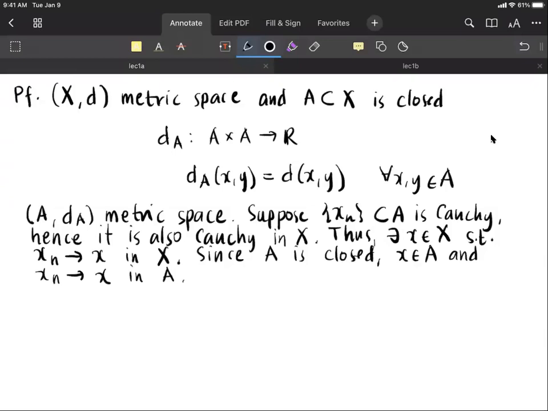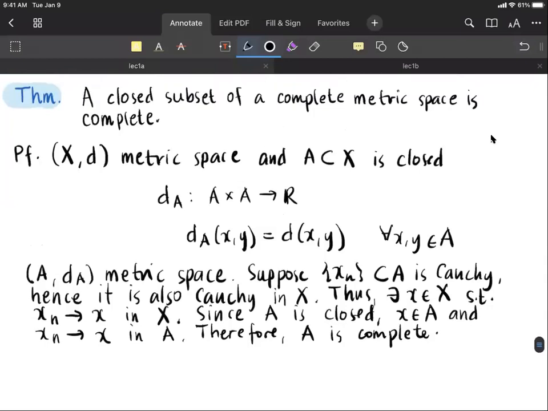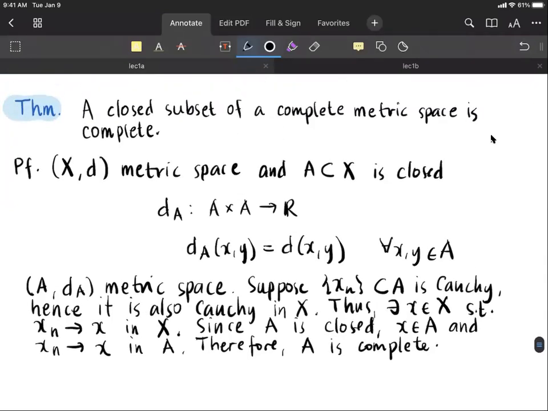due to the fact that, again, the values of the metrics D sub A and D are the same. Therefore, we have shown that every Cauchy sequence in A converges to an element in A. And by definition, this means that A is a complete metric space. So again, a closed subset of a complete metric space is complete with respect to the restriction metric.